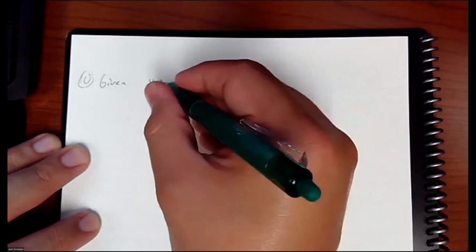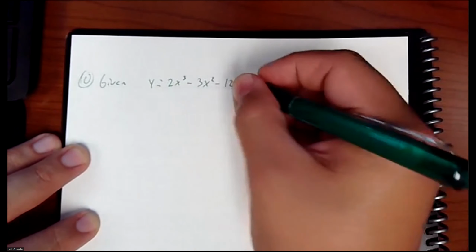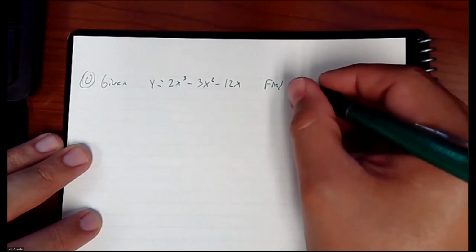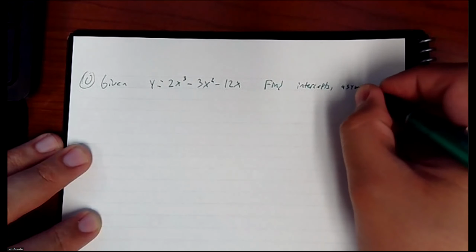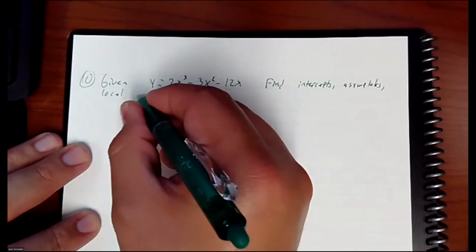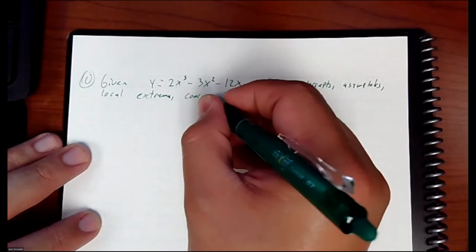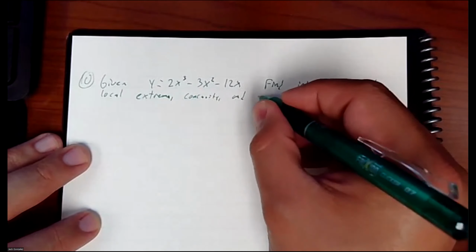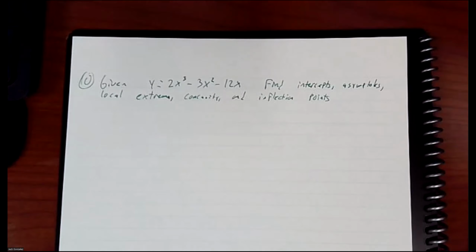Number 10. Given y equal to 2x cubed minus 3x squared minus 12x, find intercepts, asymptotes if they exist, local extrema, concavity, and inflection points. So they're asking for quite a bit.